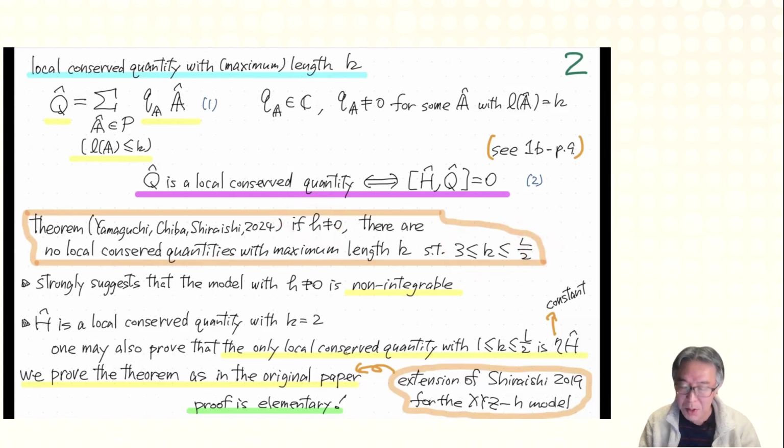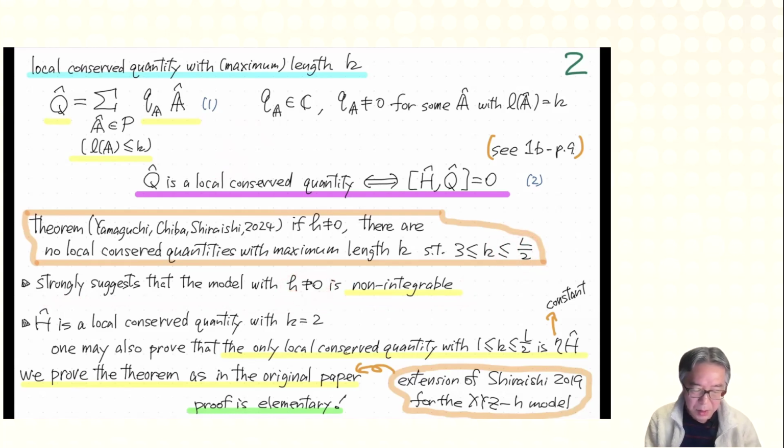Also, this upper bound is meaningful because if you look at the quantity H squared, this is clearly a conserved quantity, of course, commuting with H. If you expand this, then you find that the maximum length is slightly larger than L over 2. So this upper bound is actually optimal. I will discuss this at the end, but this strongly suggests that the model with non-zero h is non-integrable.